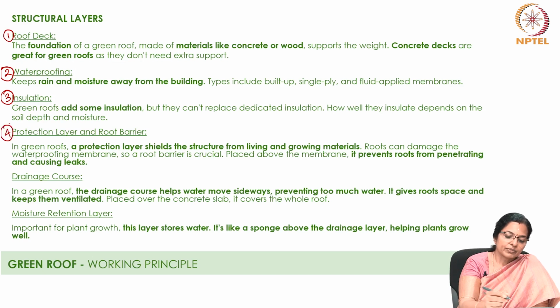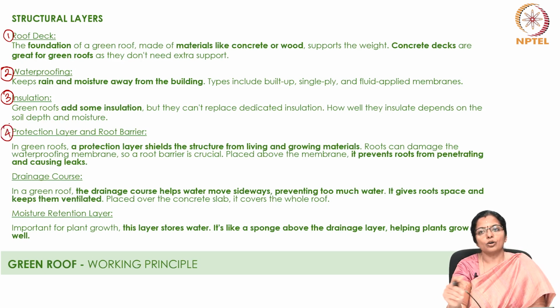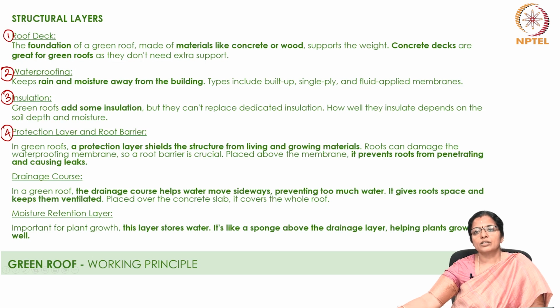Fourth is protection layer and root barrier. So in green roofs, the protection barrier shields the structure from living and growing materials. Roots can damage the waterproofing membrane, so a root barrier is crucial. This is placed above the membrane. It prevents roots from penetrating and causing leaks.